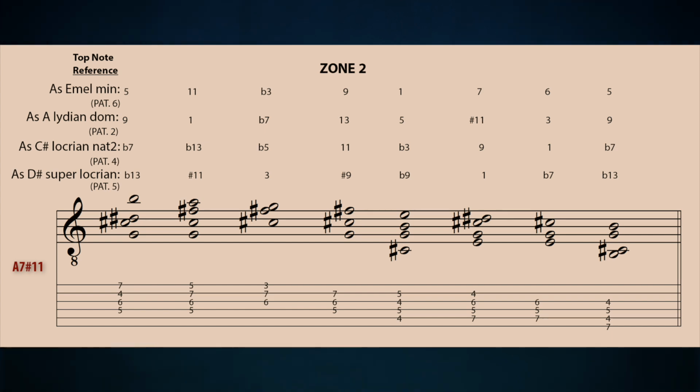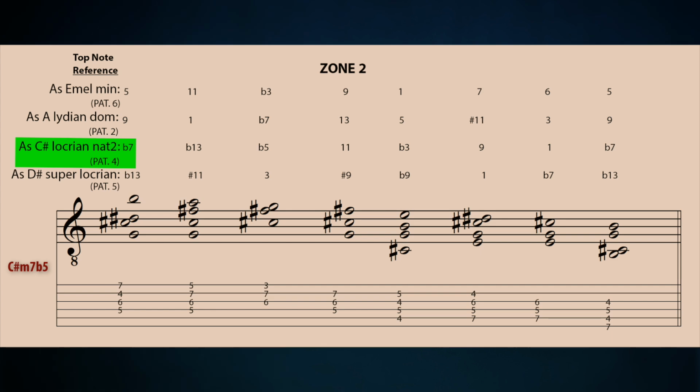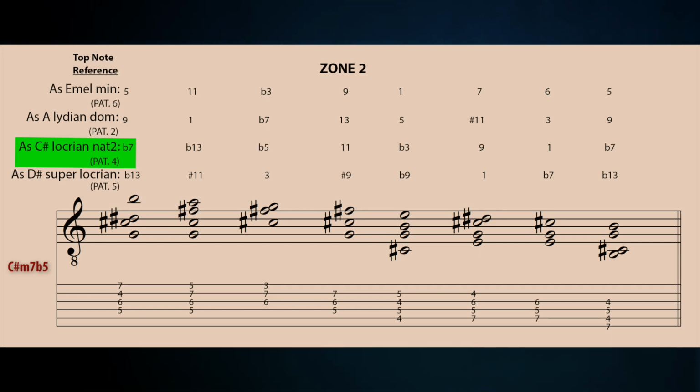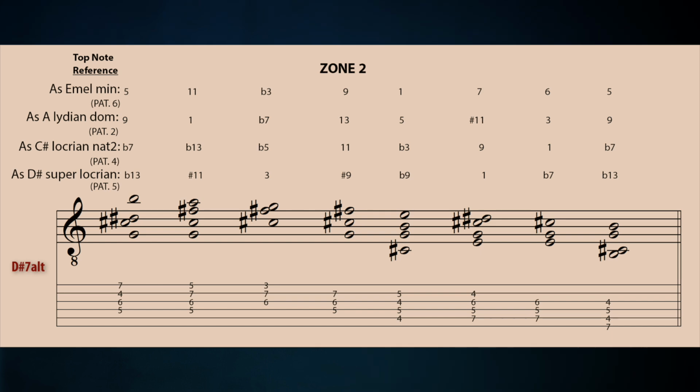Next, if viewing it as the Locrian natural 2, the shapes now identify a C sharp minor 7 flat 5. And this is very useful because we can transpose the shapes to use over our 2 minor 7 flat 5 chords. Finally, if viewing it as the 7th mode or super Locrian, the shapes now identify an altered dominant chord, which can in turn be transposed to be used as our 5-7 in a 2-5 cadence.